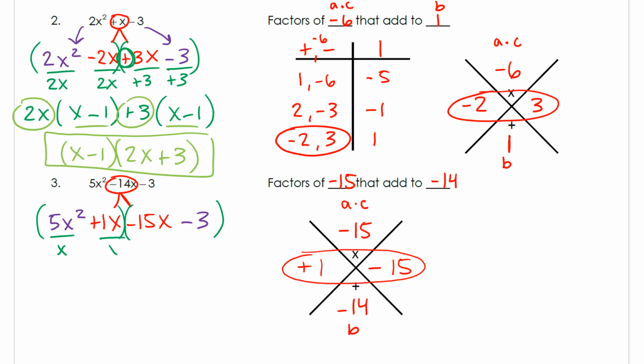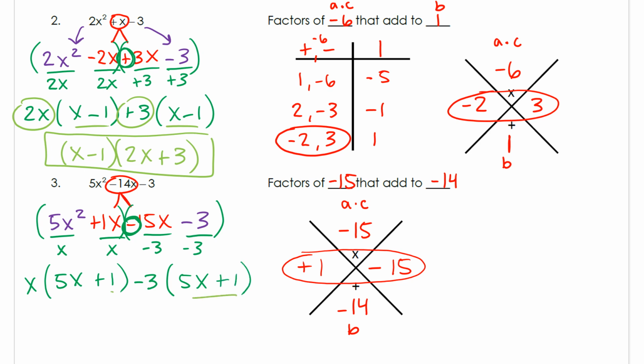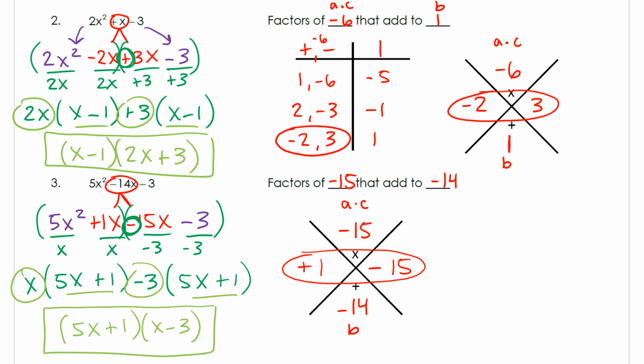GCF of the first two would just be an x, and then left over when I divide that x out would be 5x plus 1. GCF of the last two would be a -3. Again, we're following that leading sign there, so then I have a -3 here. Left over, -15 divided by -3 is a +5x. -3 divided by -3 is a +1. My two parentheses match as they should, so 5x plus 1. And then we have x minus 3 for our final answer.